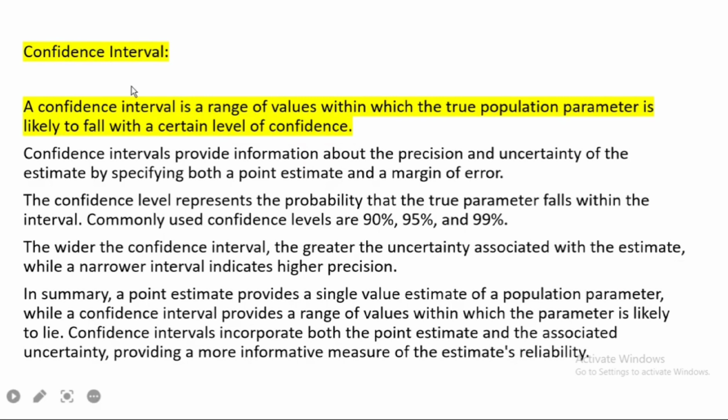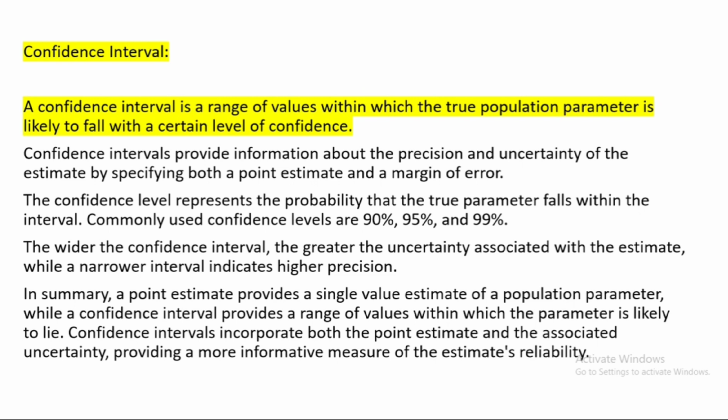Confidence interval. A confidence interval is a range of values within which the true population parameter is likely to fall with a certain level of confidence. Confidence intervals provide information about the precision and uncertainty of an estimate by specifying both a point estimate and a margin of error. The confidence level represents the probability that the true parameter falls within the interval.